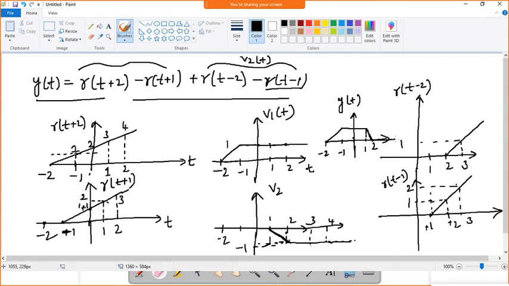Similarly, in the further values it will be plus 1 and minus 1, and if you add, it will become 0, so the next values will go on giving 0. So this is your y of t signal. Is it understood? Any doubt? Yes, sir, it's understood.